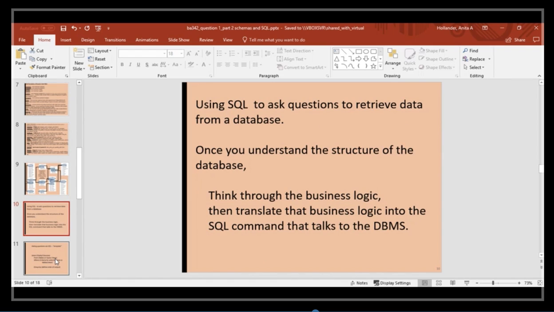So when we use SQL to ask questions, the first thing we'll always go back to is the structure of the database. Then the next thing we have to do is think about the business logic, which means what is the person actually asking me to do? What's the question that they want answered? And then I've got to determine what's the right data to answer that question. Once I understand that, then I can translate that into a SQL command that can talk to the database management system.